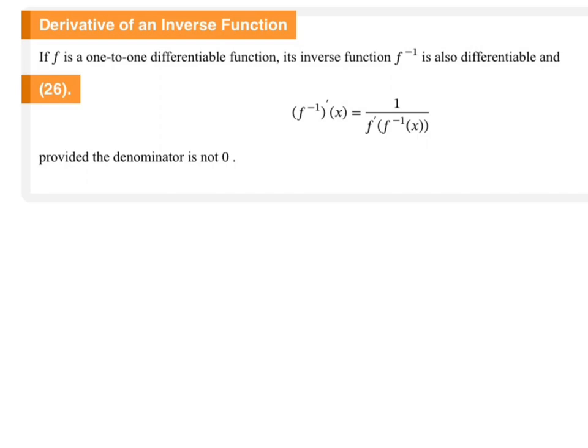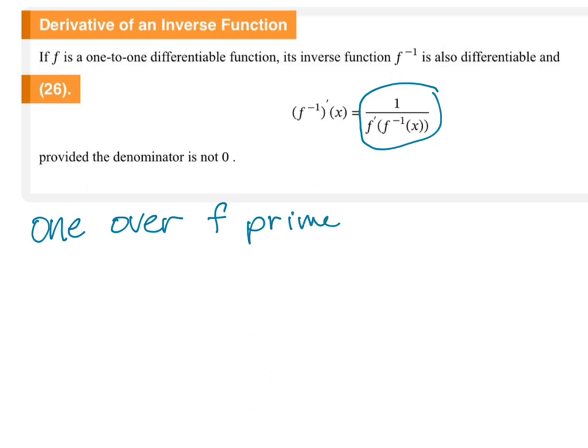You're going to need to memorize this equation right here: 1 over f prime of f inverse of x. In order to memorize it, I think we should say it, and I want you to write what we're saying. 1 over f prime of f inverse of x.